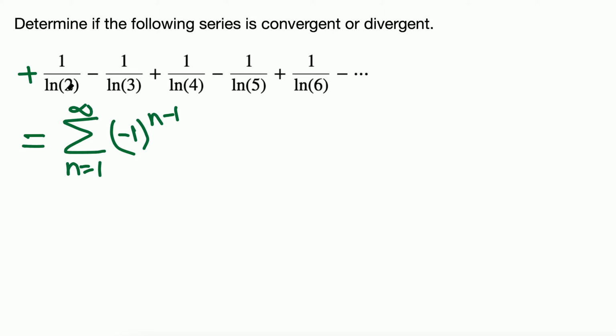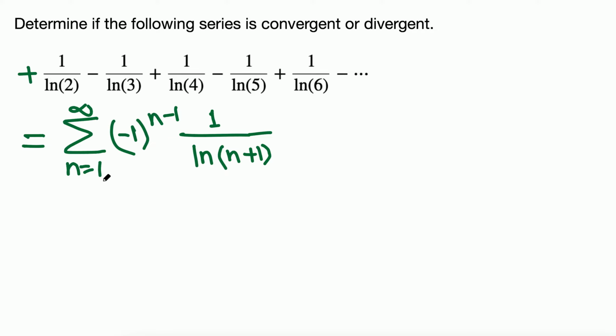Next, 1 over natural log of n. Hold on, this is 2 though. When we plug in n equals 1, we get natural log of 1. But we are supposed to produce 2. So n plus 1. Let's try. n equals 1 gives us natural log of 1 plus 1, 2. That's here. And this one gives us positive sign, 1 over.